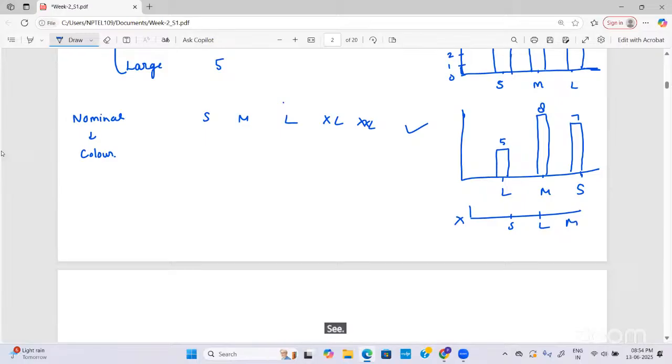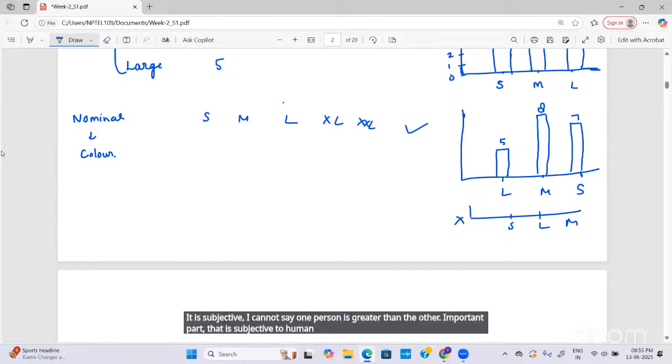These are just positions. It is subjective to human beings, but you cannot say that one position is greater than the other, or that the front position is greater than the back.